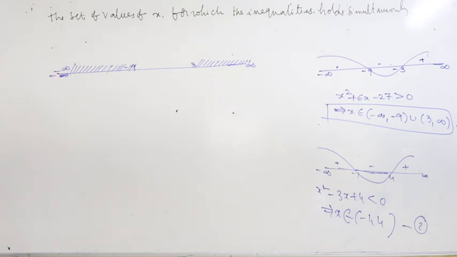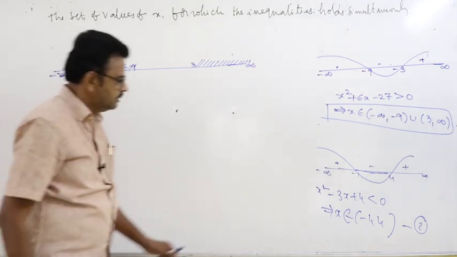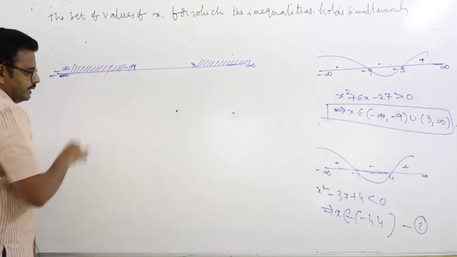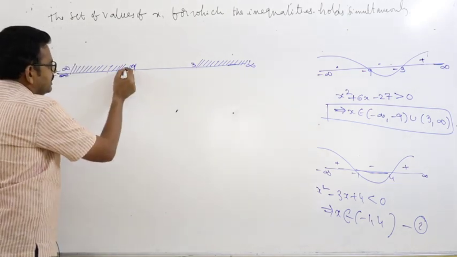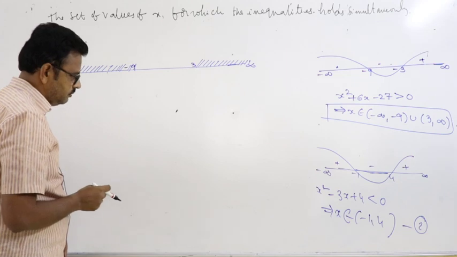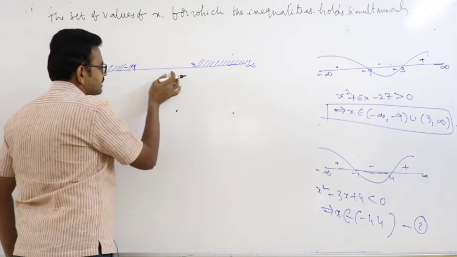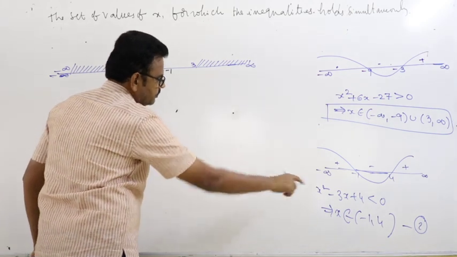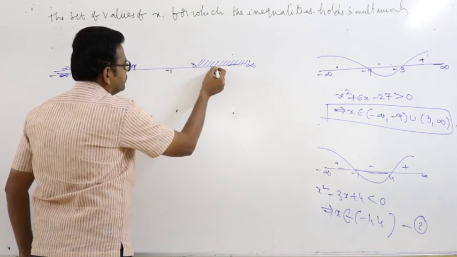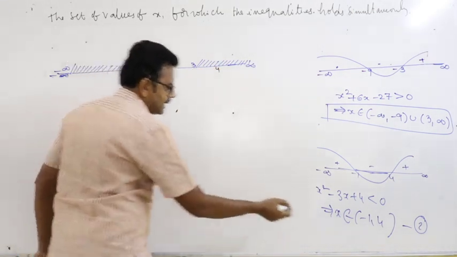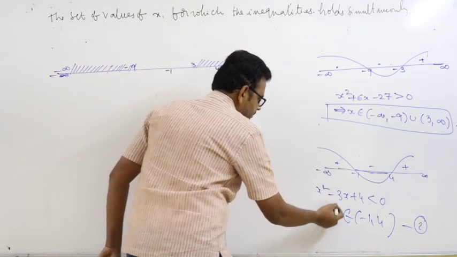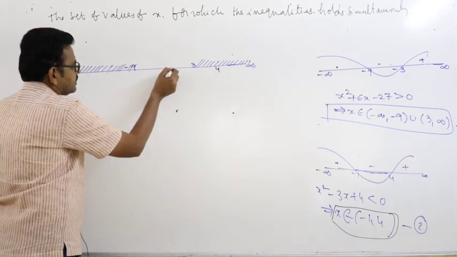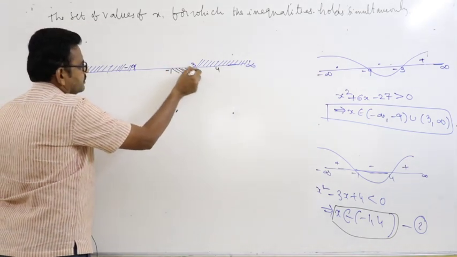And the second one, x belongs to minus 1 comma 4. You can mark it below the line. So this is minus 9, and where is minus 1, on this side or this side? So this is minus 1, minus 1 to 4. This is 3, after that this is 4. The second one is valid for these values, minus 1 comma 4.